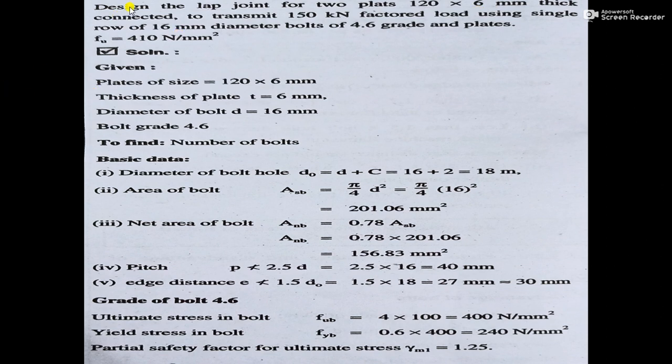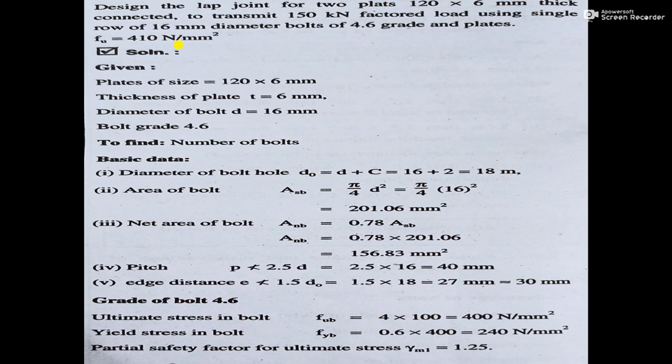See here, we have to design a lap joint for two plates. These two plates are 120 mm into 6 mm, and the other plate is also of the same size, 120 mm into 6 mm. These two plates are to be connected by a lap joint using 16 mm diameter bolts. This diameter of bolt is given as 16 mm, and it is the nominal diameter, that is, the diameter before bolting, before making the connection. The bolt grade is given as 4.6 and the plate grade is given as 410 Newton per mm square.